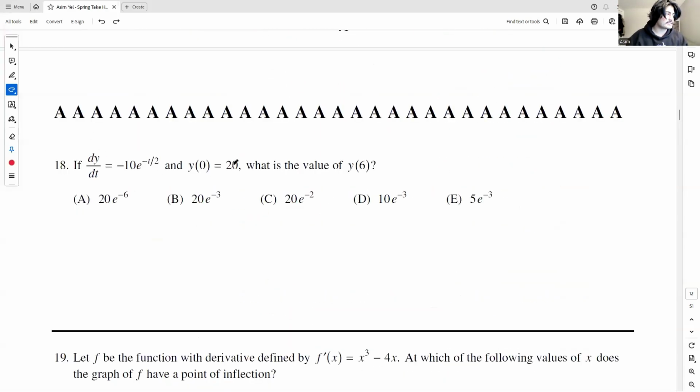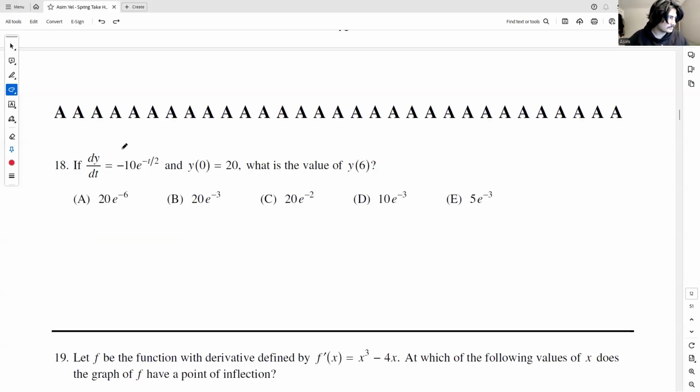If dy/dt is negative 10 times e to the power of negative t over 2 and y of 0 is 20, what is the value of y of 6? So guys, this question looks quite complicated, I know that, but it's not that complicated actually when you simplify things out, because they're trying to make you scared by putting in all of those e's and those values.